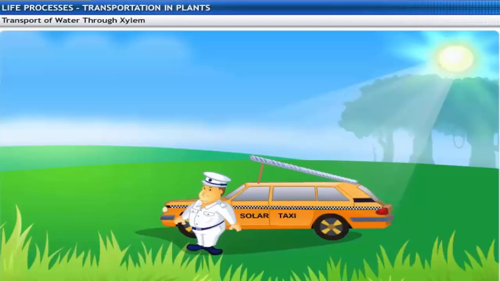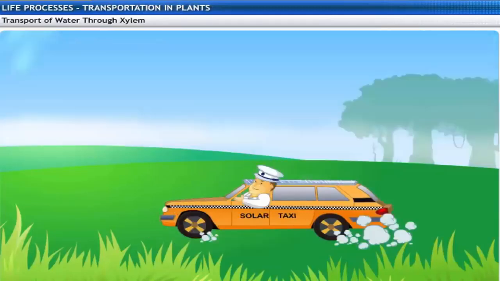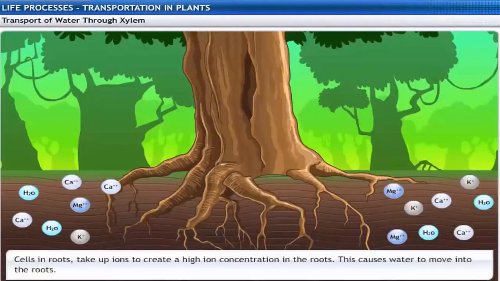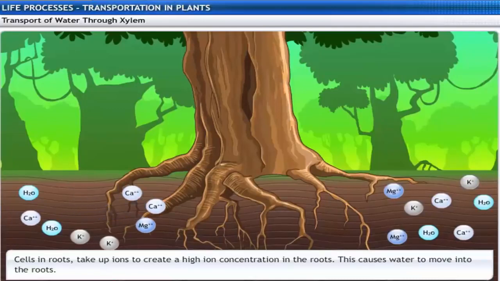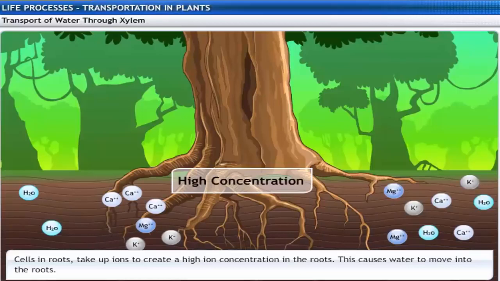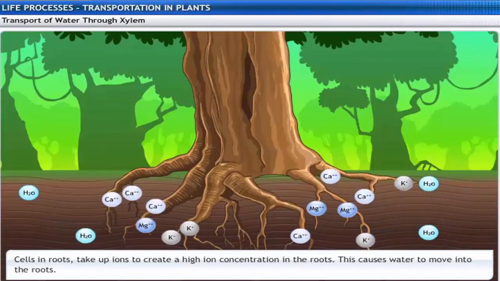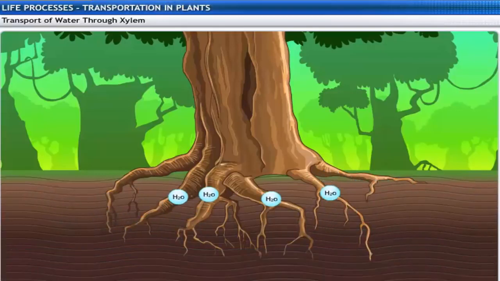As you can see, I take good care of my cab. Everyone needs nourishment. Plants get their nourishment from soil. In the roots, the cells in contact with the soil take up ions. This creates a high concentration of ions in the roots than in the soil. Therefore, water moves into the roots from the soil to eliminate this ionic difference. This process is known as osmosis.